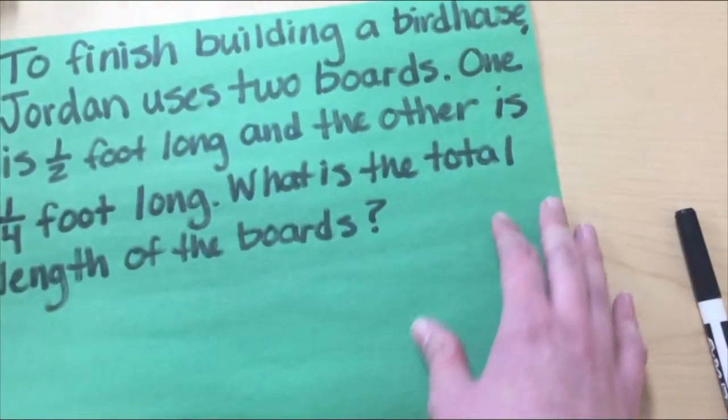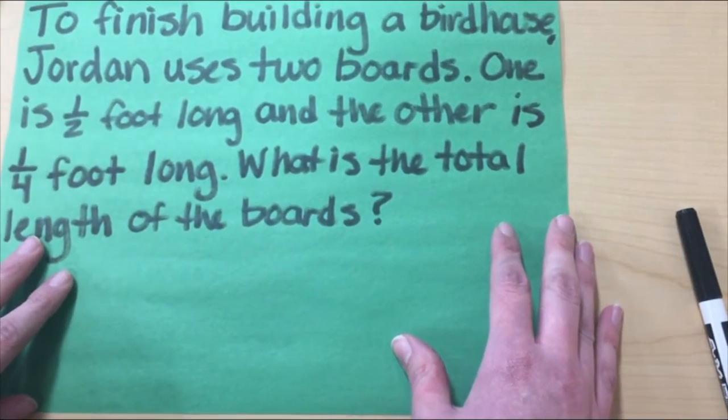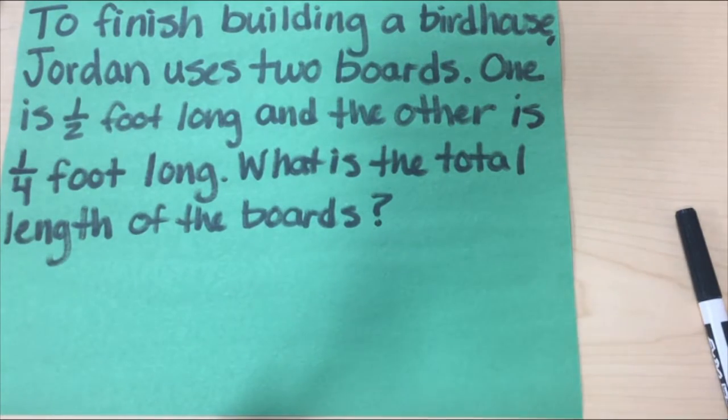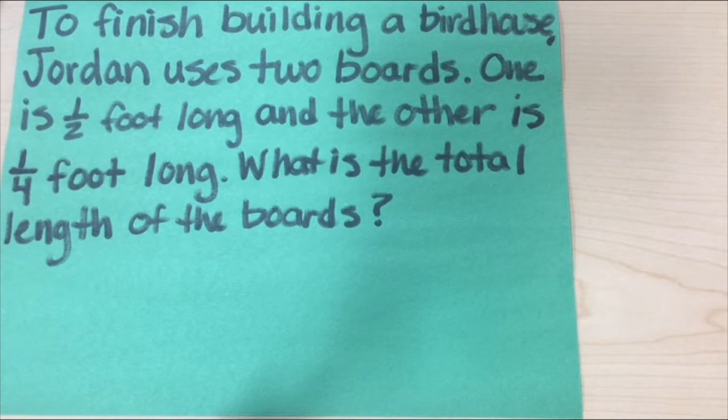So we're going to start with this story problem. It says, to finish building a birdhouse, Jordan uses 2 boards. One is half a foot long and the other is a fourth of a foot long. What is the total length of the boards? Okay, so I'm going to show you guys this one in blocks today just because it's nice to visualize it first before we start doing the actual math.